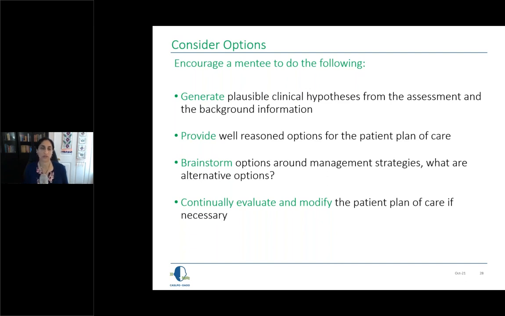You can encourage a mentee to provide well-reasoned options for the patient plan of care, and you might have to give the mentee more information using your own knowledge and experience. You might find that you're giving them a lot more than you would need to give a more experienced clinician. So asking the mentee to brainstorm options around management strategies, what are the alternative options, pardon me, and to continually evaluate and modify the patient plan of care if necessary.